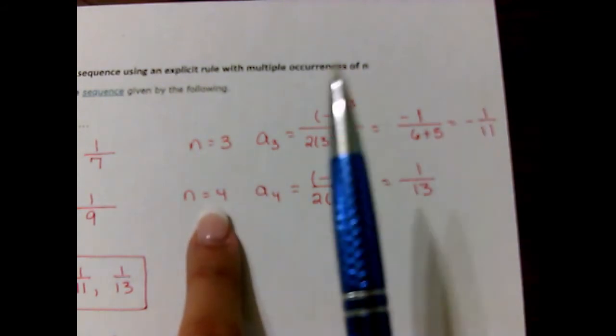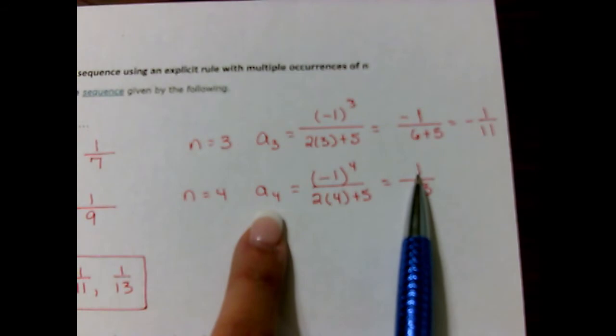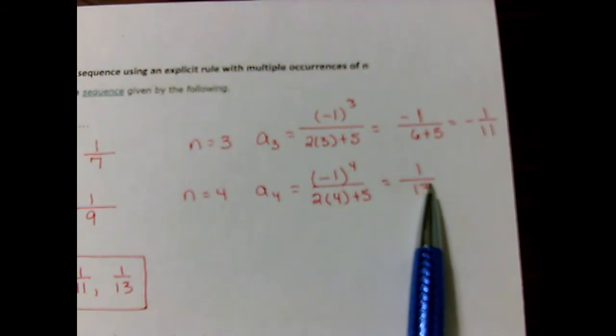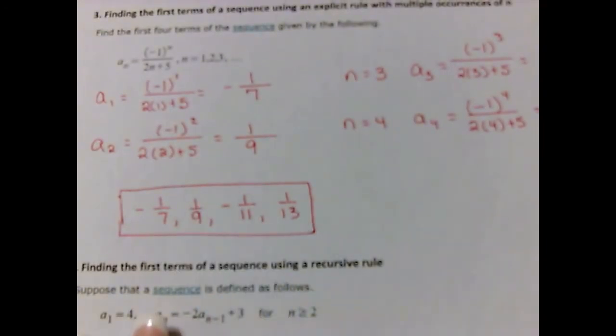N is equal to 4. This is going to be a positive 1. And then this will be 8 plus 5, which is 13. And all I did here was list those first 4 terms.